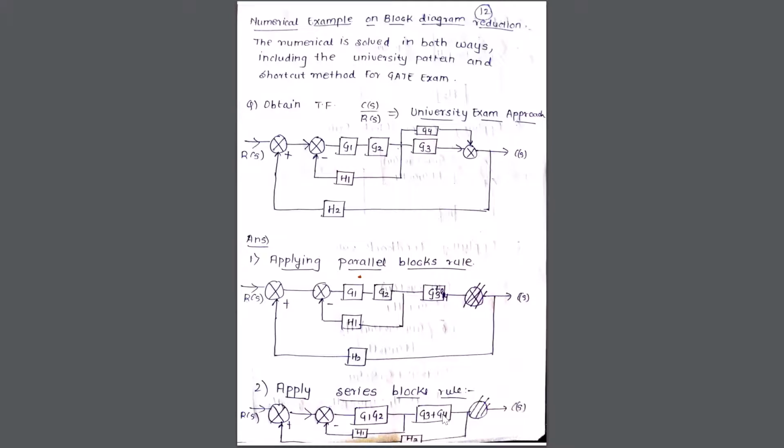So try to understand it. I'm sure you'll understand it. Look at the diagram. Again, it's saying transfer function. So transfer function is C of S upon R of S. Let us start reducing the block diagram.